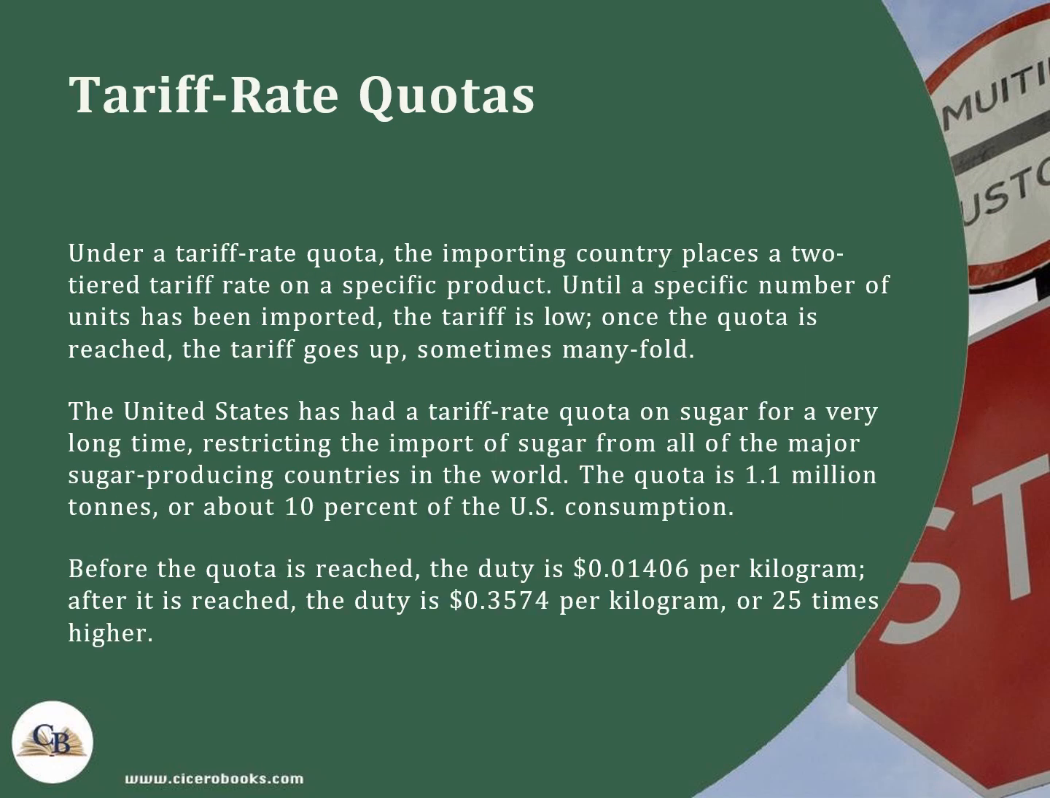Tariff rate quotas. Under a tariff rate quota, the importing country places a two-tiered tariff rate on a specific product until a specific number of units has been imported. The tariff is low. Once the quota is reached, the tariff goes up, sometimes many-fold. The United States has had a tariff rate quota on sugar for a very long time, restricting the import of sugar from all major sugar-producing countries in the world. The quota is 1.1 million tons, or about 10% of US consumption.